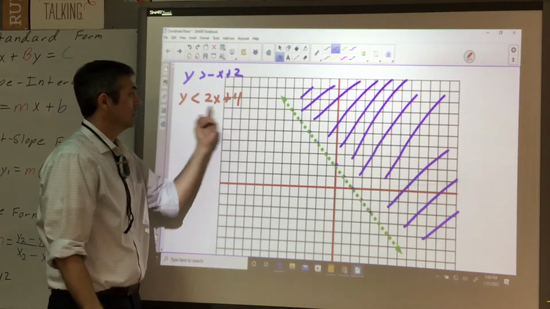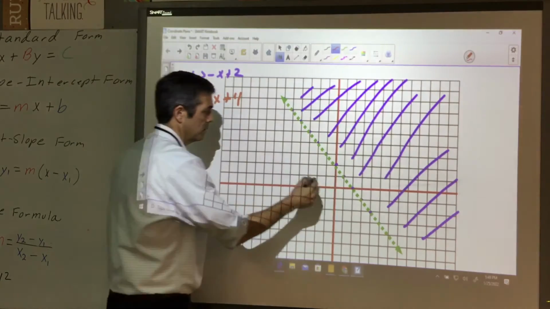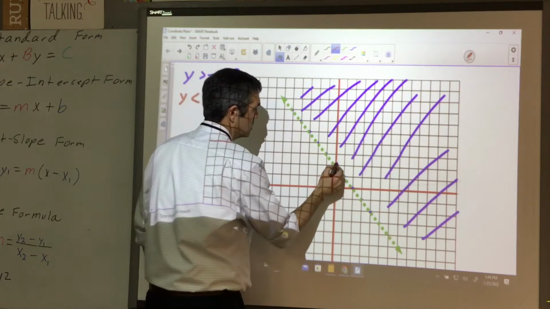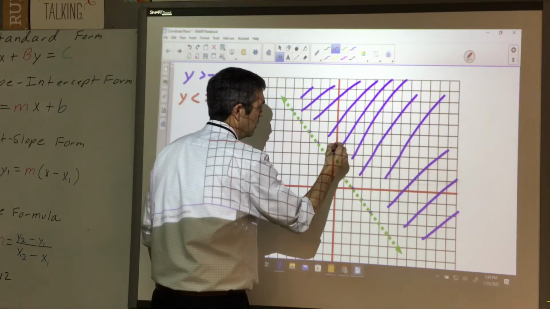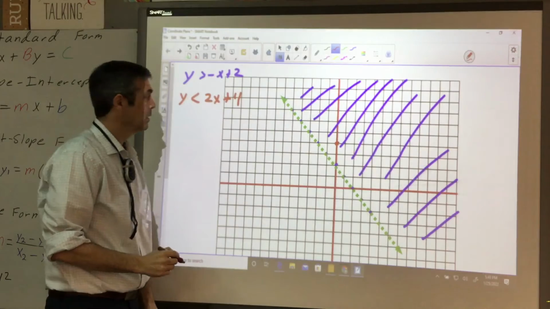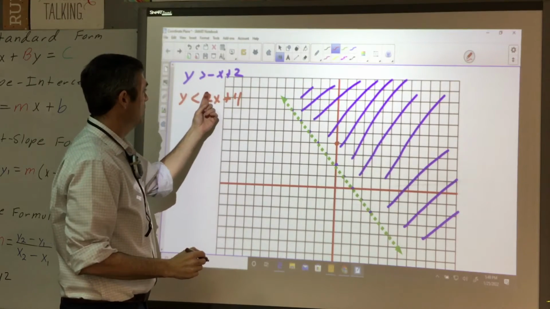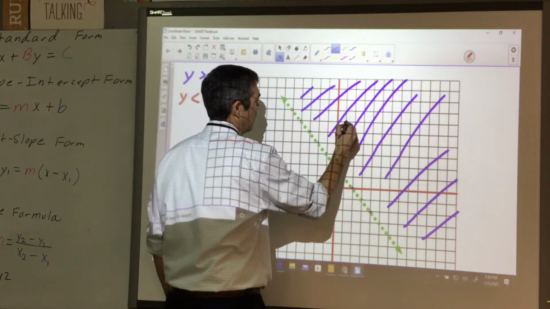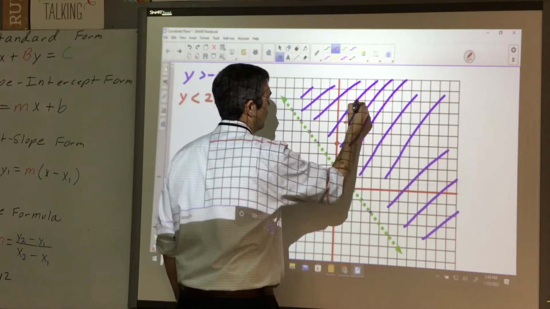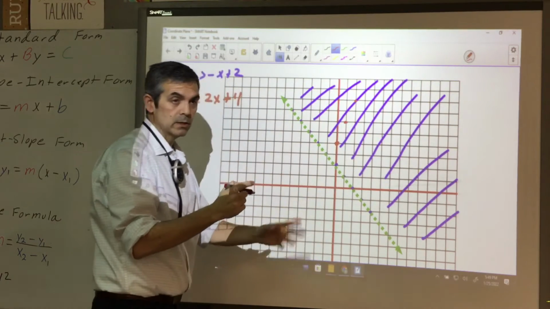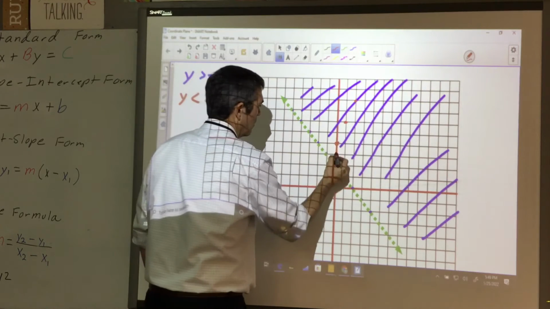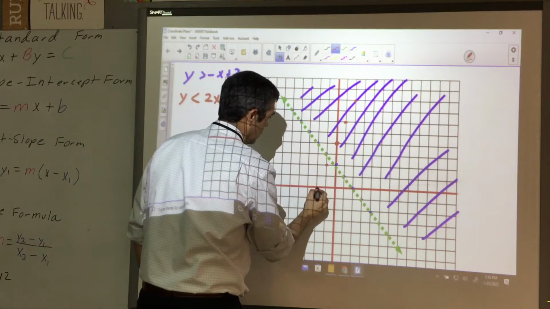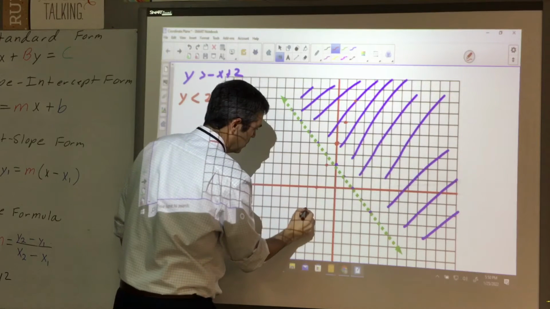So here's our other line that we're doing, okay? So we go up to the y-intercept, 0, 4, 1, 2, 3, 4, and that's that point right there. And then we go up to the right, 1, 2, 1, 1, 2, 1. And then I'm going to go back the other way so that I get a good line. 1, 2, 1, 1, 2, 1, 2, 1.